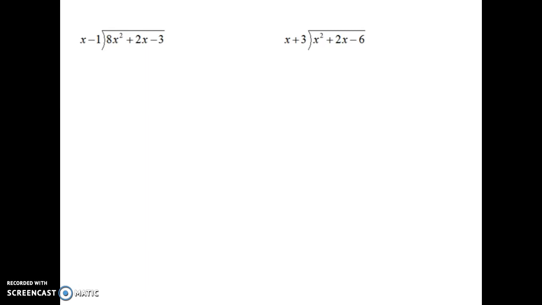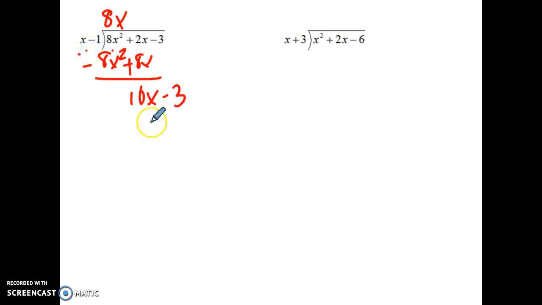Okay. So, x into 8x squared. That would be 8x. So 8x times x is 8x squared. And then 8x times a negative 1 is a negative 8x. Remember, I want to subtract, which means this is actually plus. So that would be 10x minus 3. x into 10x, that would be plus 10. So 10 times x is 10x, and then minus 10.